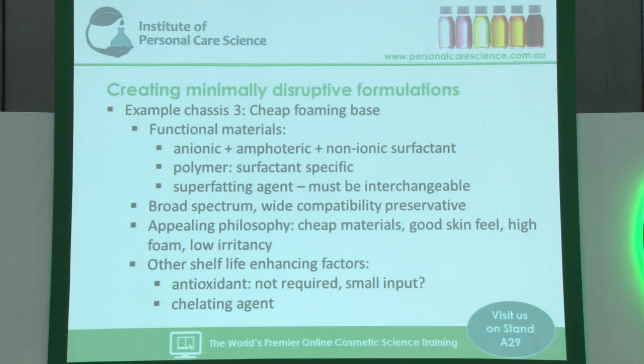In this base product, I've also added a superfatting agent that must be interchangeable, because that superfatting agent will often build the marketing story or the product story of my surfactant product. So I've built that into the base, and I've tried a couple of different variants to make sure I can swap my superfatting agent without it affecting my base. Like I say, that can be an important part of the marketing philosophy of the product. The different superfatting agents that we add can be part of the marketing story. Again, that broad spectrum, wide compatibility preservative, cheap materials, good skin feel, high foam, low irritancy. These are basic essentials of any foaming product.